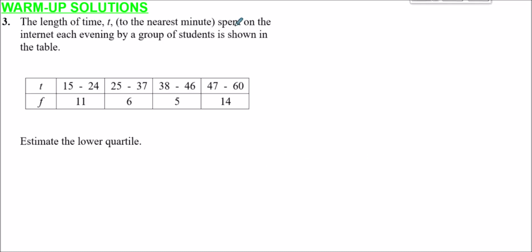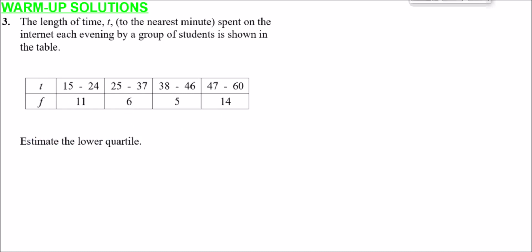Moving on to question 3. We're told here the length of time t, where t is given to the nearest minute, spent on the internet each evening by a group of students is shown in this table here below. So we need to estimate the lower quartile.